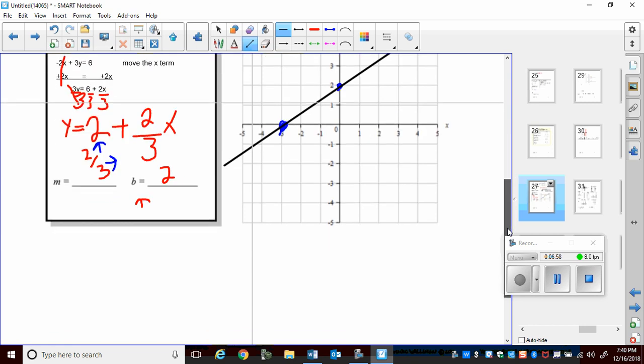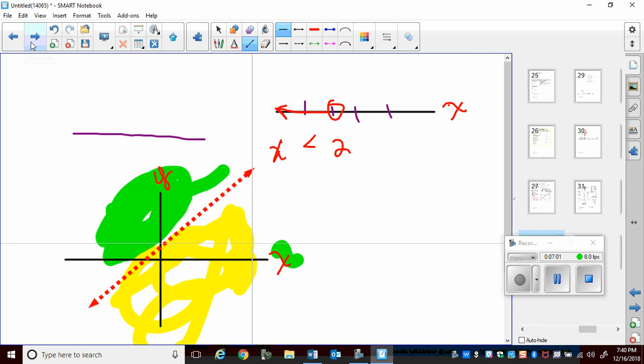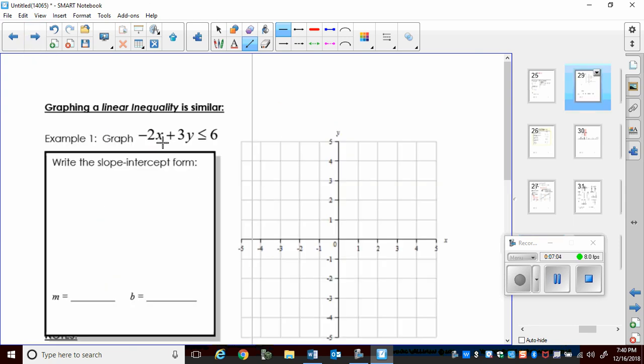Now, what if this had been an inequality? Given the same equation, I know the slope-intercept form already because I just did it. I'm going to rewrite it, but with the inequality. Actually, let's just work through it just in case. So I have negative 2x plus 3y is less than or equal to 6. Add 2x to both sides to move the x term.